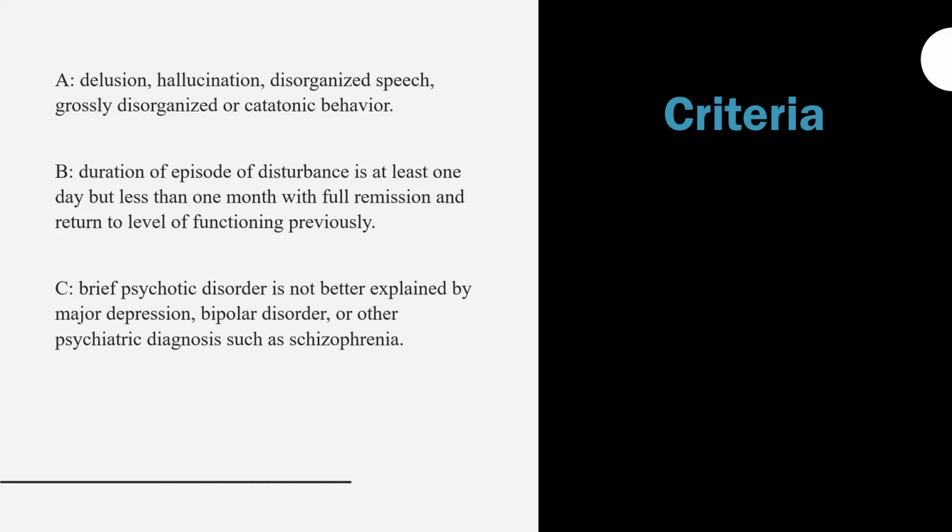Category B, the duration of the episode of disturbance is at least 1 day but less than 1 month, with full remission and return to the previous level of functioning. Like I said a little bit ago, all of these are time related. There is a time component involved. Category C, the brief psychotic disorder is not better explained by some other diagnosis, maybe depression, bipolar disorder, schizophrenia, schizophreniform, some other psychiatric diagnosis, substance use, etc.